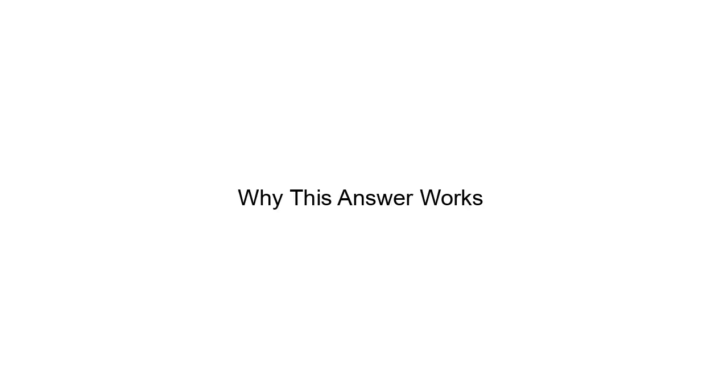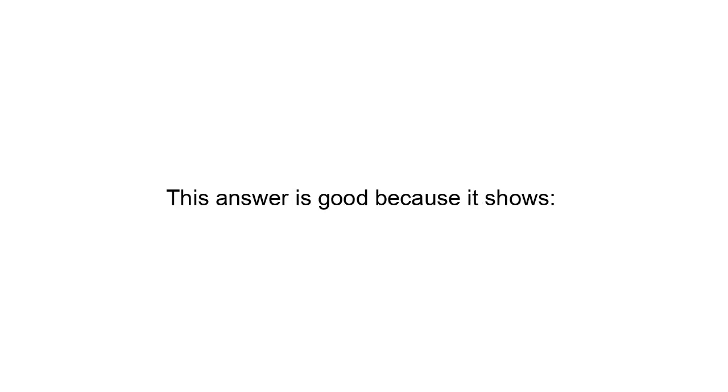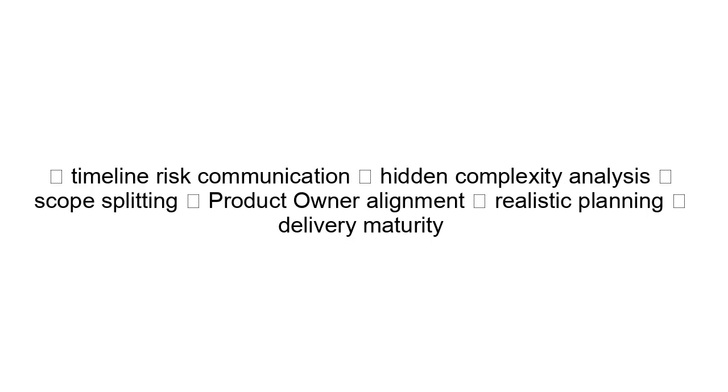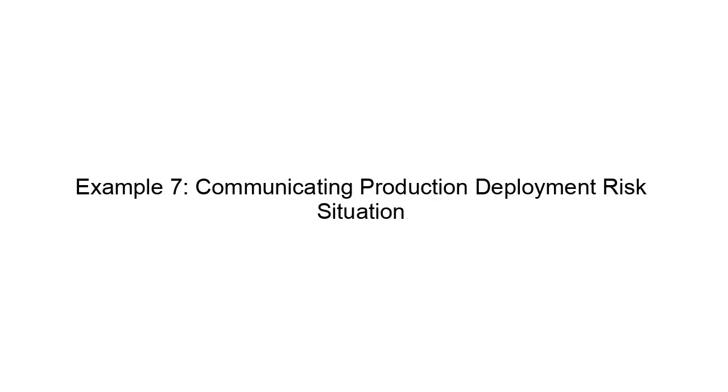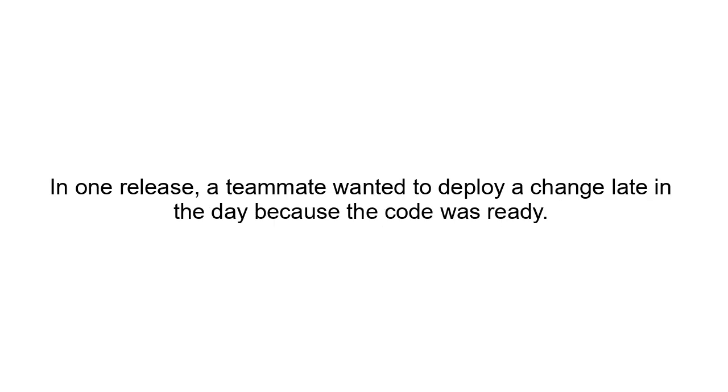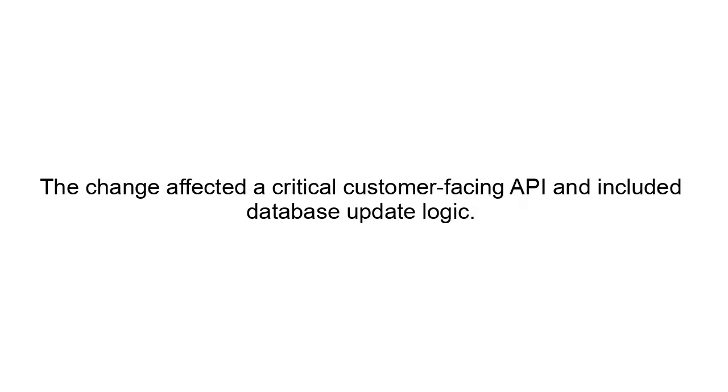Why this answer works? This answer is good because it shows timeline risk communication, hidden complexity analysis, scope splitting, product owner alignment, realistic planning, delivery maturity. Example 7. Communicating production deployment risk. Situation. In one release, a teammate wanted to deploy a change late in the day because the code was ready. The change affected a critical customer-facing API and included database update logic.